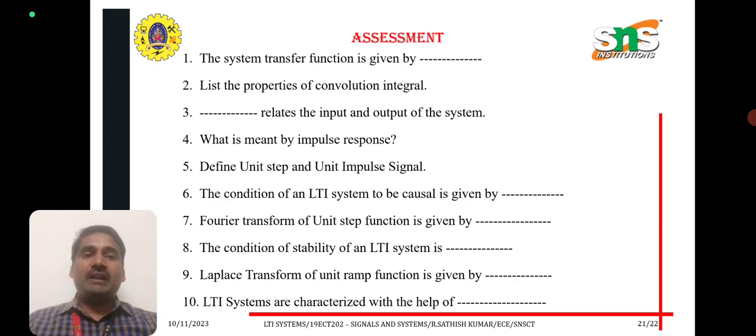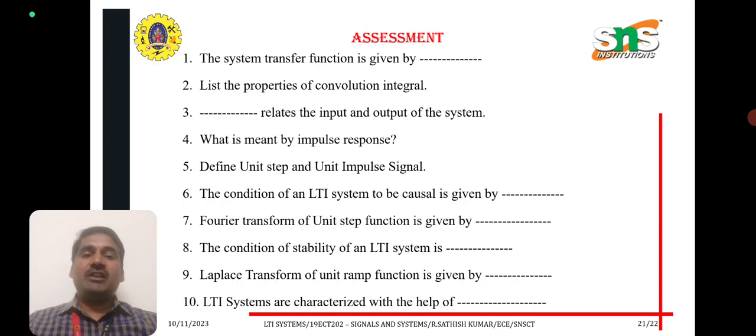List the properties of the convolution integral. It can be divided into three properties: commutative property, associative property, and distributive property. Dash relates the input and output of the system differential equation. What is meant by impulse response? When the unit impulse is applied at the input, the output produced is h of t. That is nothing but the impulse response.